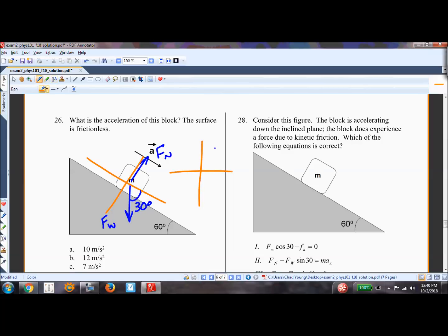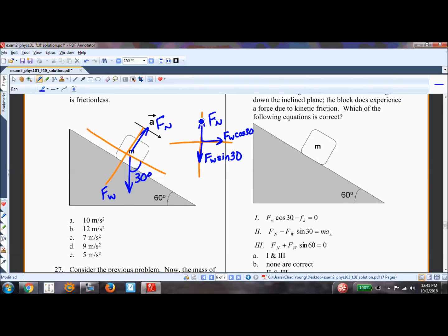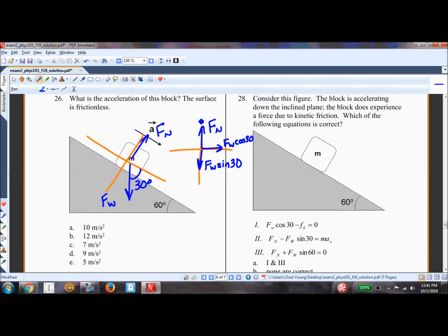Now, let's redraw this. There's my coordinate system, and I'm going to go ahead and resolve those forces into their x and y components. There's my normal force, and then I have Fw cosine 30 and Fw sine 30. All right, so that's a good, simple free body diagram, or force diagram for my block on an inclined plane. I want to know what is the acceleration. But the acceleration occurs in the positive x direction. I say the sum of the forces in the x direction is equal to max. And it's this value that I want to know.